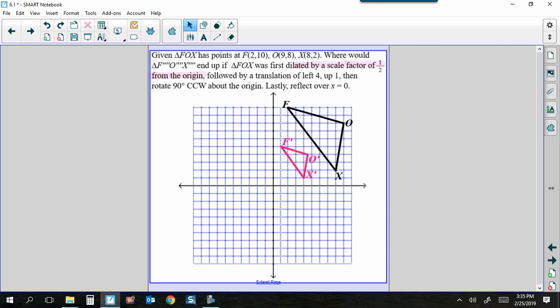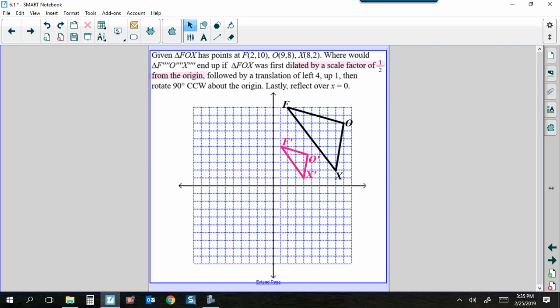And you can see I have my prime notated triangle, F prime, O prime, X prime. That was actually kind of easy. Yeah. When your center is the origin, again, you can really write a rule. All we were doing was taking all of our x's and y's and dividing by 2.